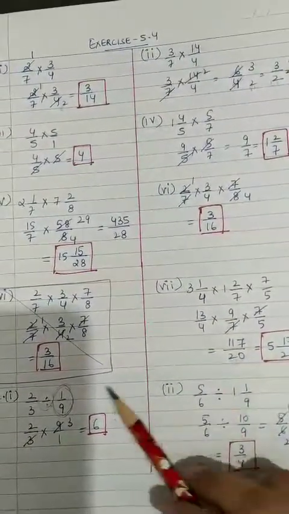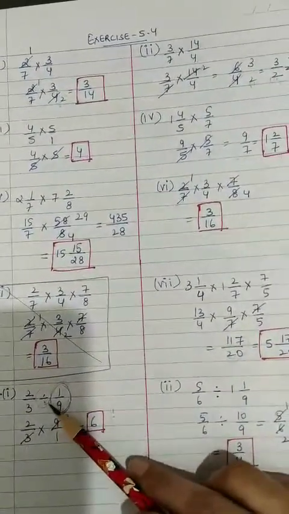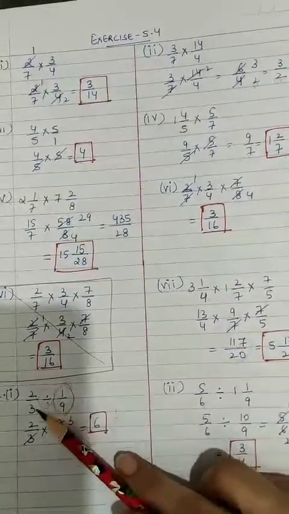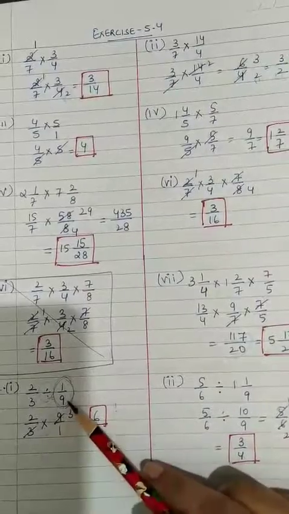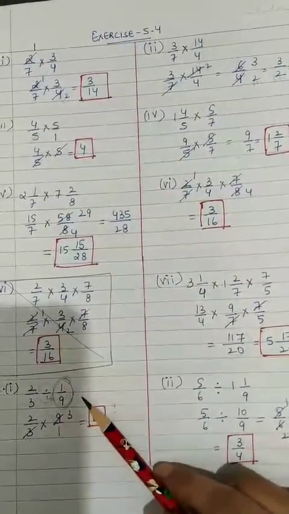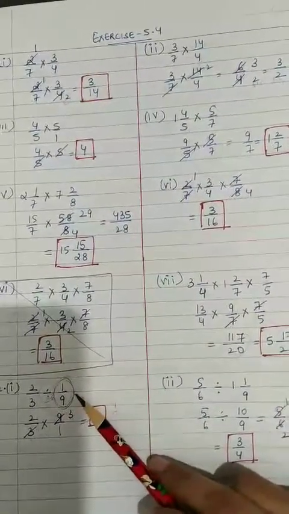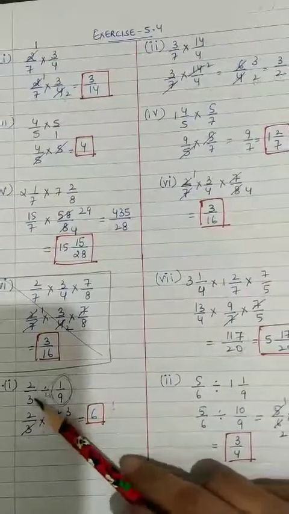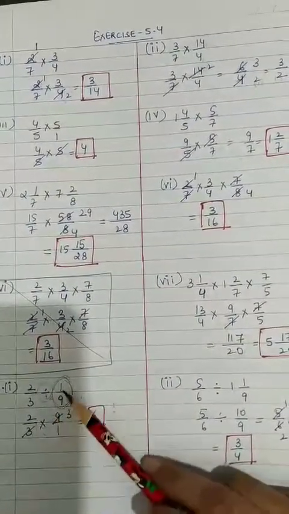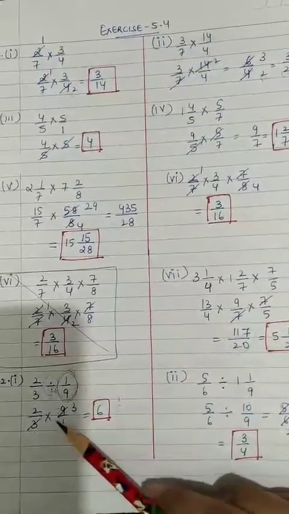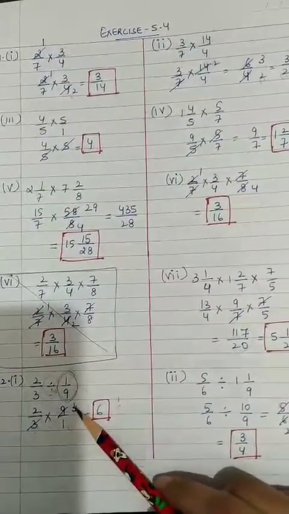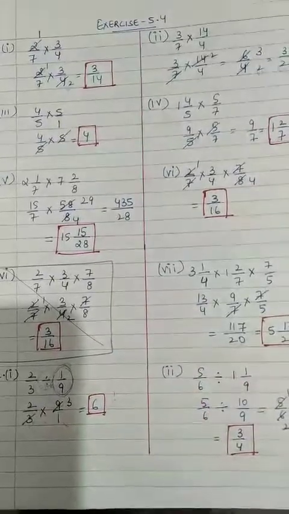Question 2, children, in this division is there. Whenever we have to divide, we change the sign of divide into multiplication, and the number which is next to the sign of division becomes the reciprocal. That is 2 by 3 multiplied by 9 by 1, and then you proceed with the same steps. Now 3 1s are 3, 3 3s are 9, so 2 3s are 6.